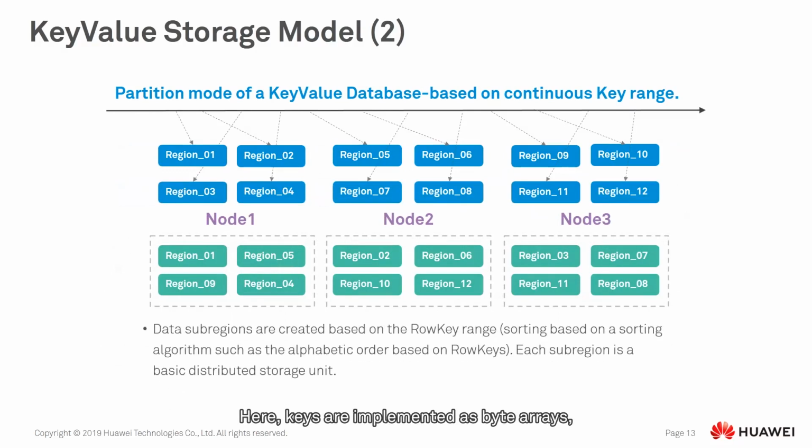Here, keys are implemented as byte arrays and are sorted in byte lexicographical order, with the lowest order appearing first in a table, which simply means that the keys are sorted byte by byte from left to right. So after the keys are ordered, data subregions will be created based on the row key range. Each subregion is a basic distributed storage unit stored in different nodes.